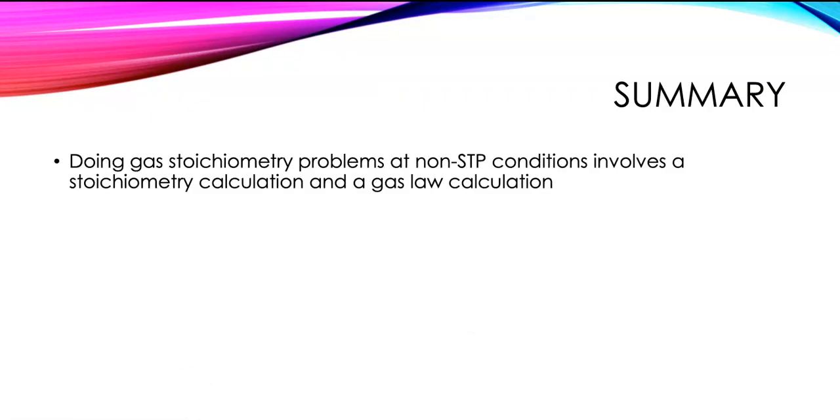So let's summarize what we've done here. We can do gas stoichiometry problems at non-STP conditions. These involve a stoichiometry calculation and a gas law calculation. It's all about the sequencing, and you really have to think through that. What part do you need to do first? What part do you need to do second? And plan it out before you start doing the calculations.